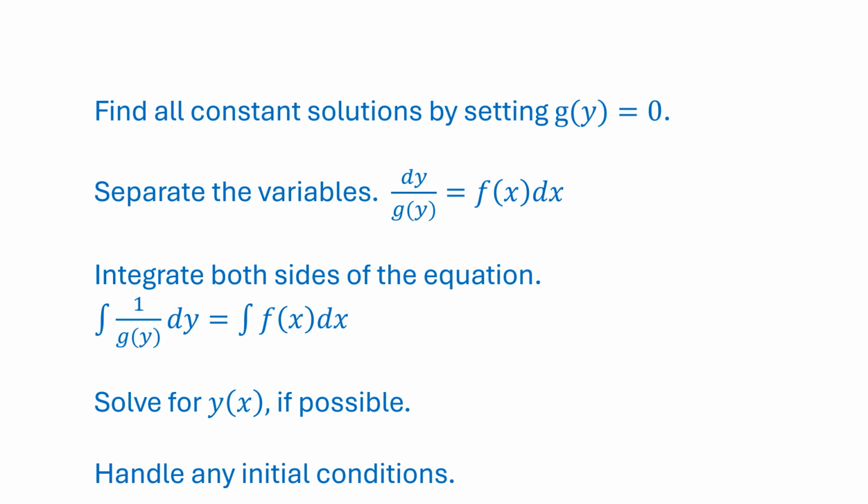The technique is to first find the constant solutions by setting g(y) equals 0. Then we separate the equation: dy over g(y) equals f(x) dx. Integrate both sides of the equation. The integral of 1 over g(y) dy equals the integral of f(x) dx.